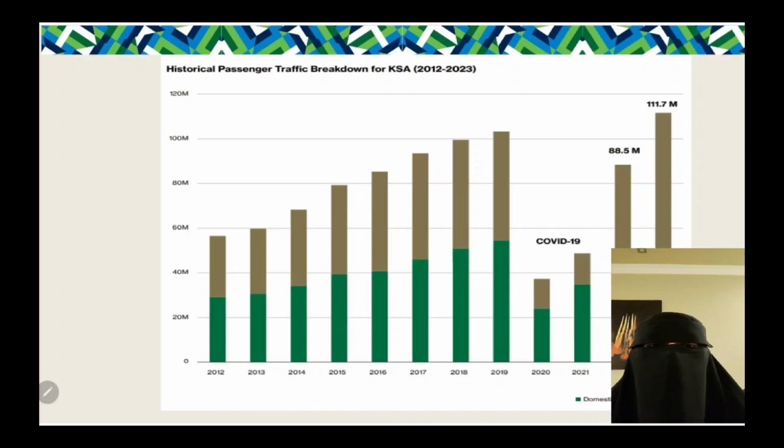This chart represents the historical passenger traffic breakdown for the Kingdom of Saudi Arabia from 2012 until 2023. It shows that even though the passenger traffic has been affected during COVID-19, it returned to the same value after it and even more.